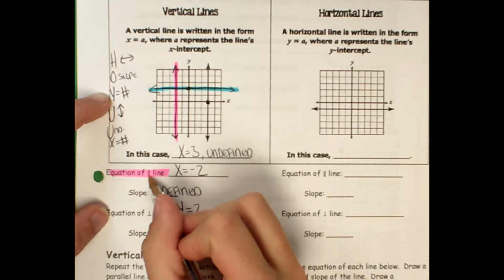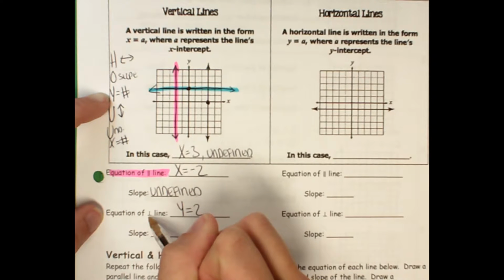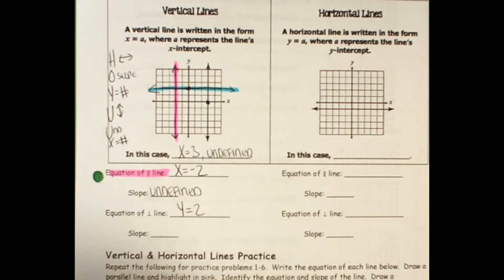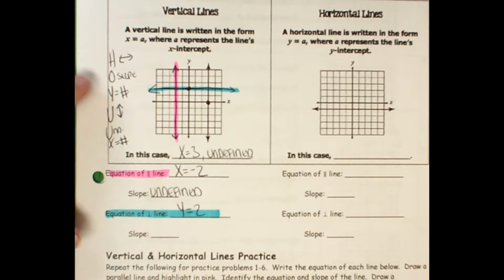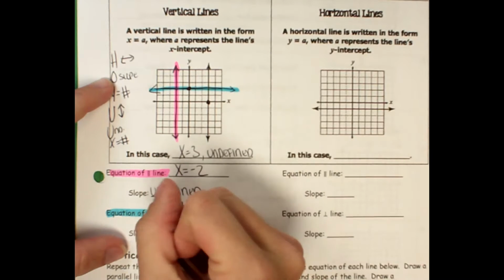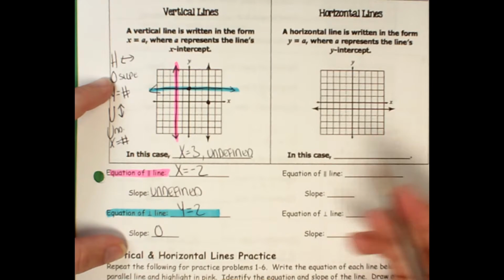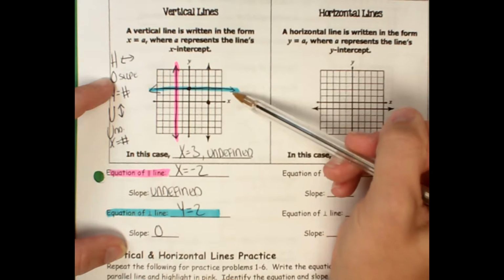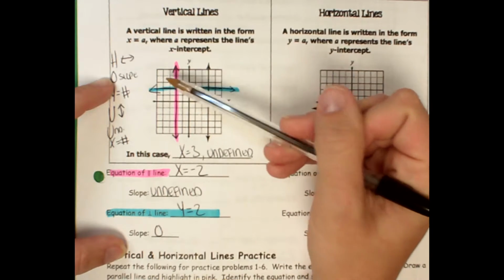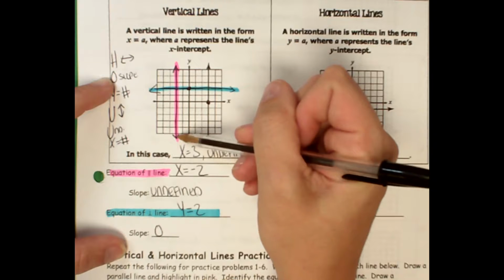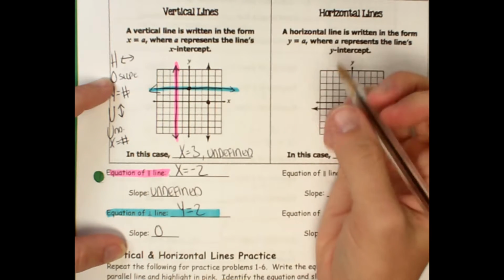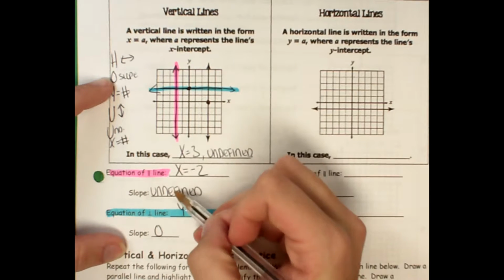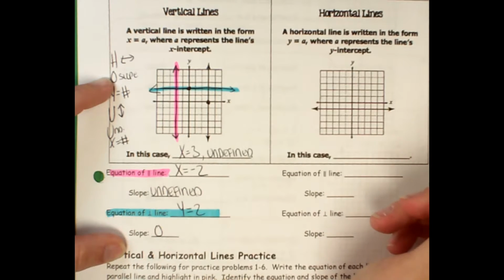And keep in mind, this is your notation for parallel. It looks like two railroad tracks. And perpendicular, it's the upside down T. So the equation of my perpendicular line is y equals 2. Your slope is 0. So you have to understand when dealing with horizontal and vertical lines, your slopes still have to be the same and opposite reciprocals of each other. 0 and undefined create those perpendicular lines.